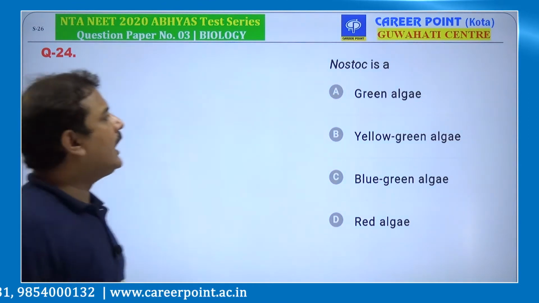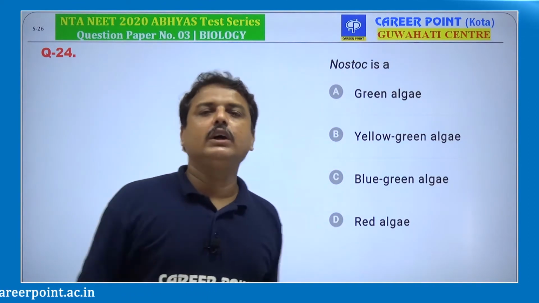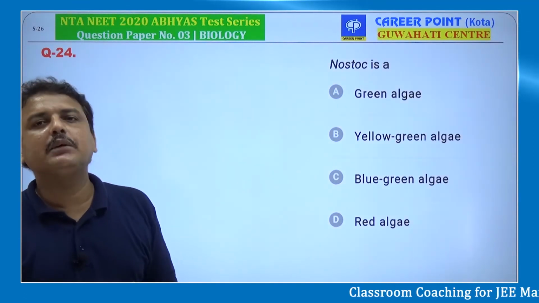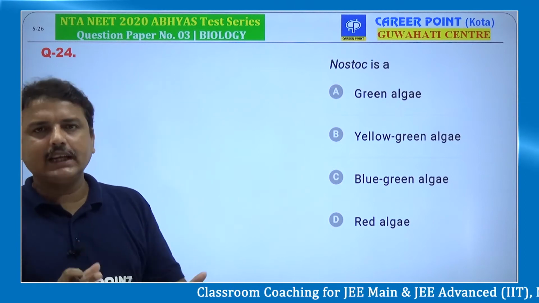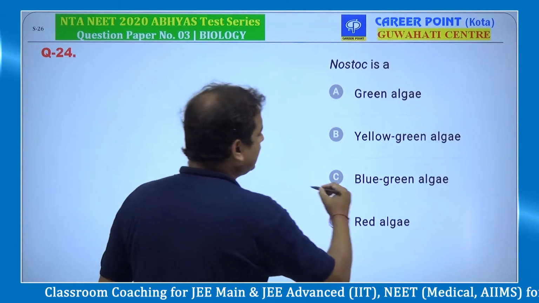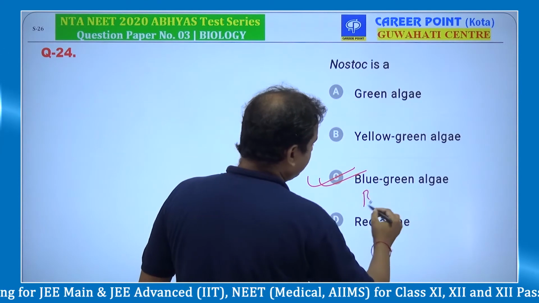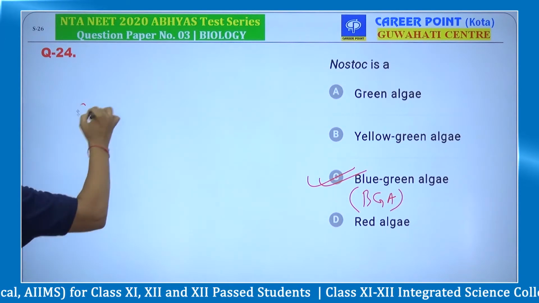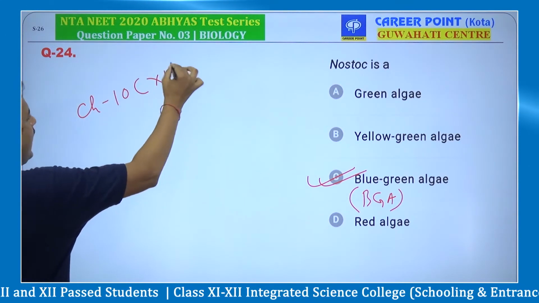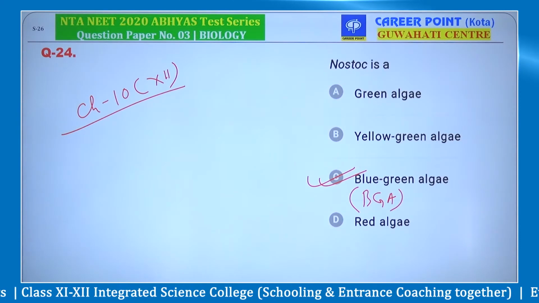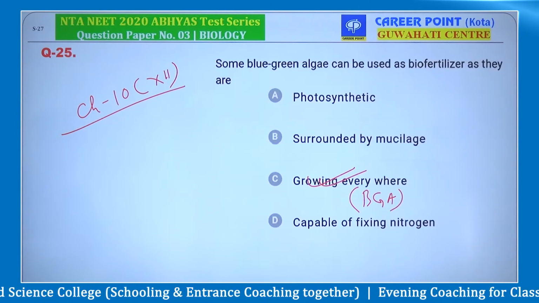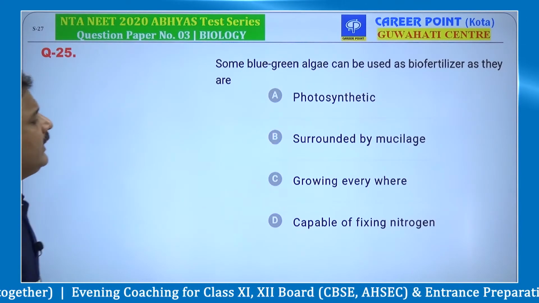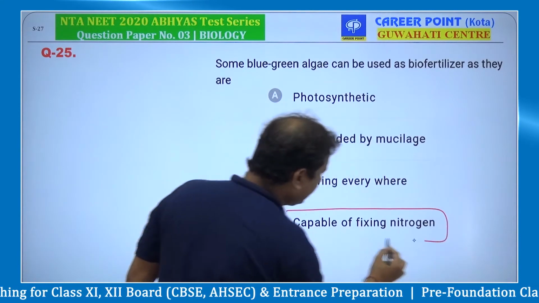Next, Nostoc. It is in your NCERT class 11 and 12 books, mentioned in both. Nostoc is a blue-green algae. Nostoc is a classic example of a biofertilizer. It is also called BGA, in short. So Nostoc is a blue-green algae. Chapter number 10, class 12, Microbes in Human Welfare. On the last page it is mentioned: some blue-green algae can be used as biofertilizer. Why? Because they are capable of fixing nitrogen.